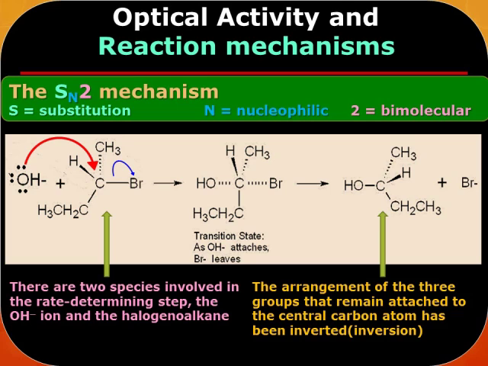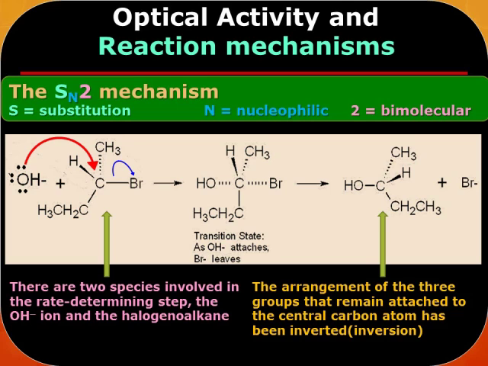And children, as you notice, other than the bromine and hydroxide, which are the interchanging species, the rest of the three groups remain the same on the central carbon. But when you look at the reactant and the product, don't you see any difference? Yes, they are like mirror images, in the opposite direction. Understood? That means if the reactant is an L compound, the product would be a D compound.